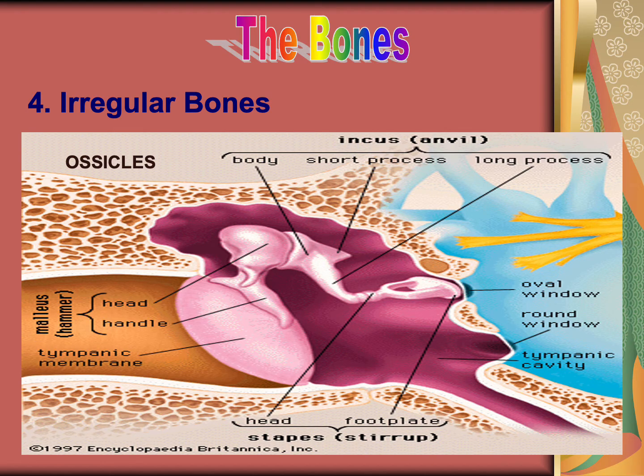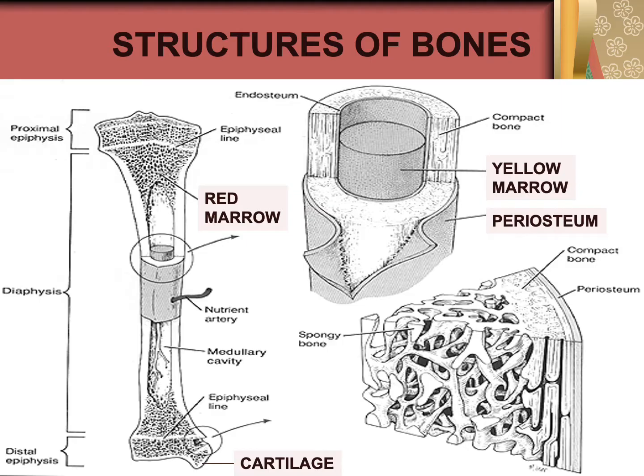Mostly the bones are for movement, but here the ear bones, which are the ossicles composed of malleus, incus, and stapes, are responsible for hearing. They help in the mechanical vibration of sound as it enters the ear to be interpreted by the brain. So this will be further discussed in the special senses. Let us now discuss the other structures of the bones.